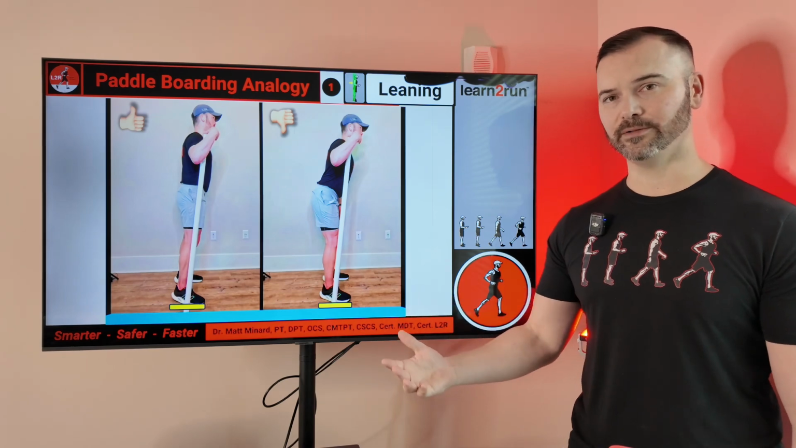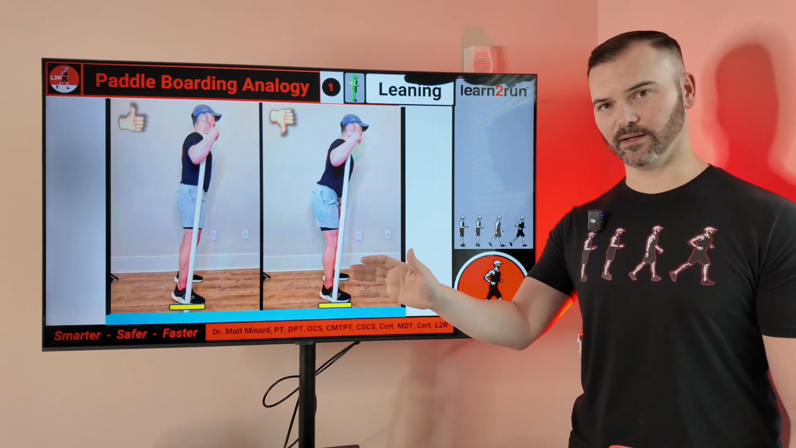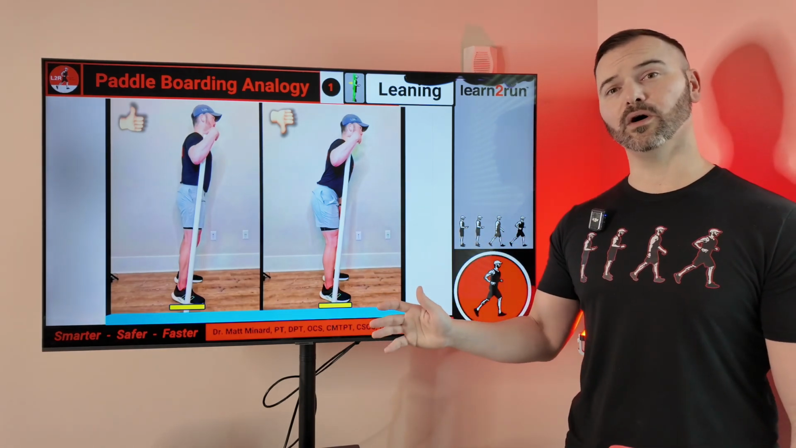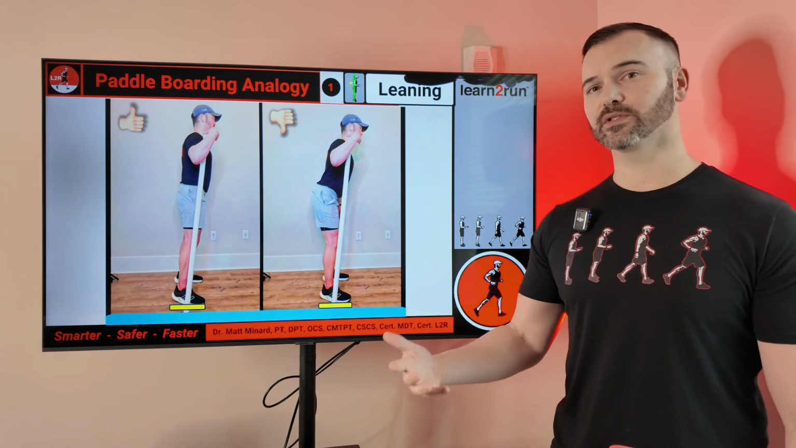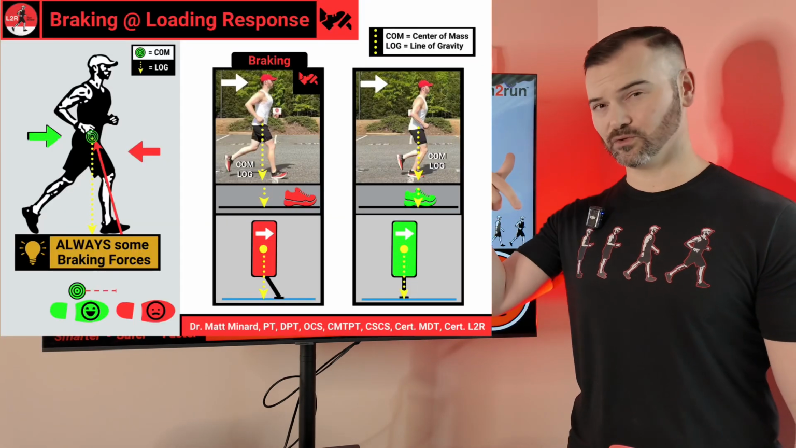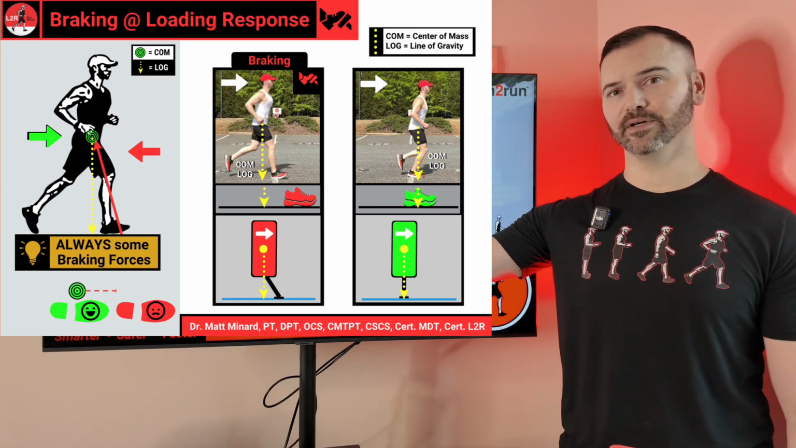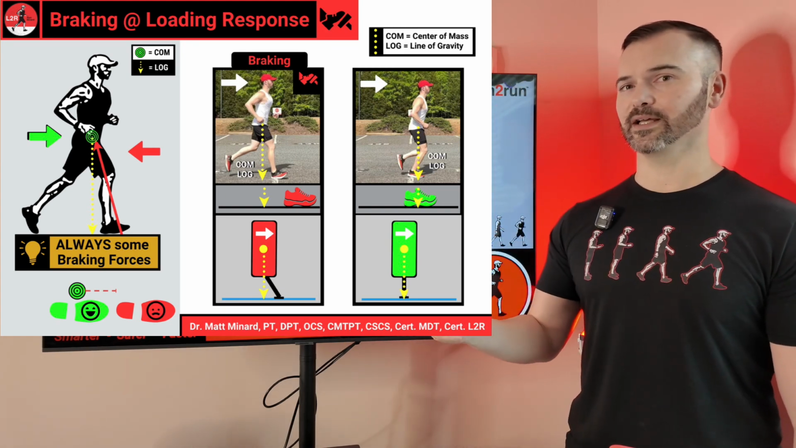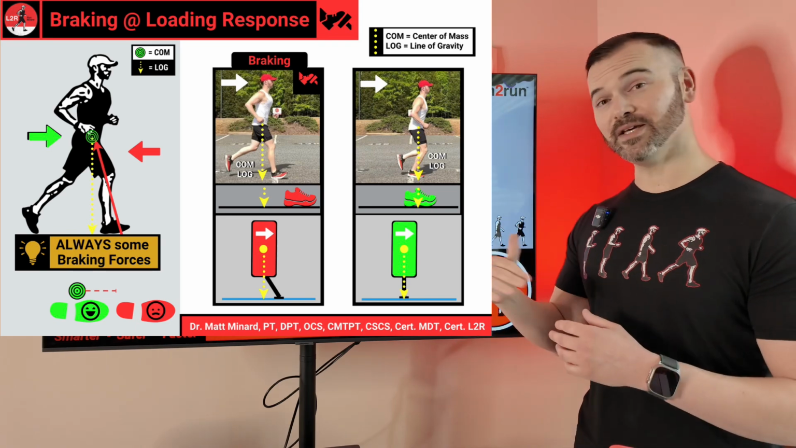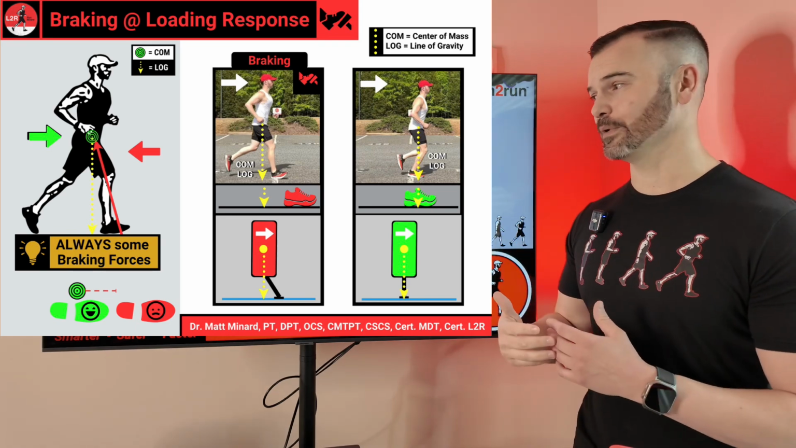And why is that important? When it comes to running or walking, no matter what, there's going to be braking forces that occur. We can't land directly underneath us unless we're just jumping up and down and staying in place. So there's always some braking. The goal is to minimize. How much can we minimize the braking?